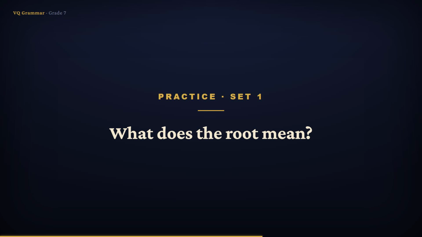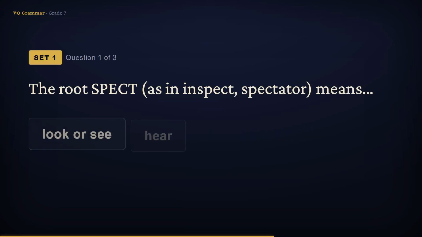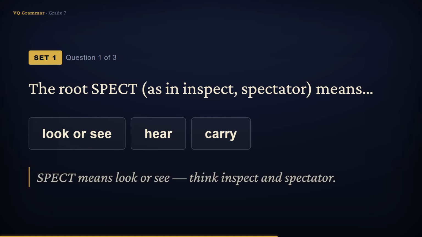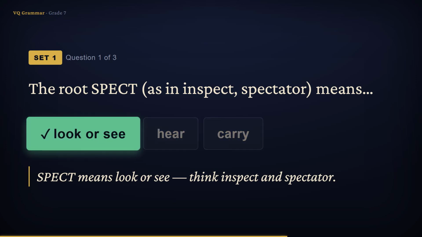Let's practice what we've learned. In this first set, I'll show you a root, and you choose its meaning. Think back to the example words we explored together. Pause the video and decide before I reveal each answer. The root SPECT, as in inspect and spectator. What does it mean? Remember, both of those words are about the eyes, about watching. SPECT means to look or to see. So the answer is look or see.